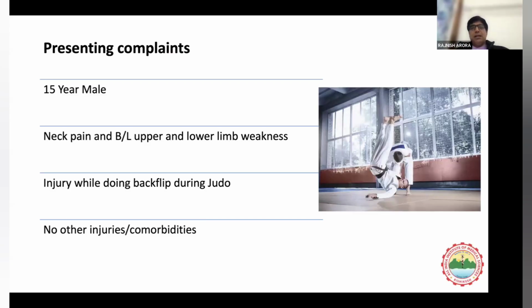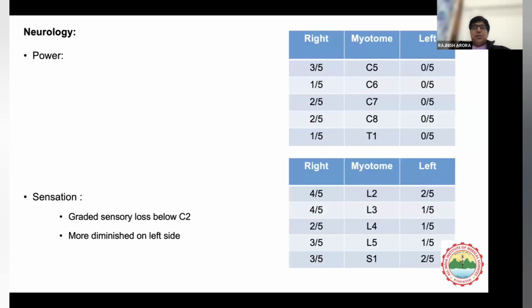he had a backflip, and his occiput hit the ground. He presented to us in a very bad shape. There was asymmetrical quadriparesis with left-sided injury more severe than the right. The left upper limb power was 0. Lower limb was again 1 to 2 by 5. Right side proximal power was 3, and distal upper limb was 1 by 5.